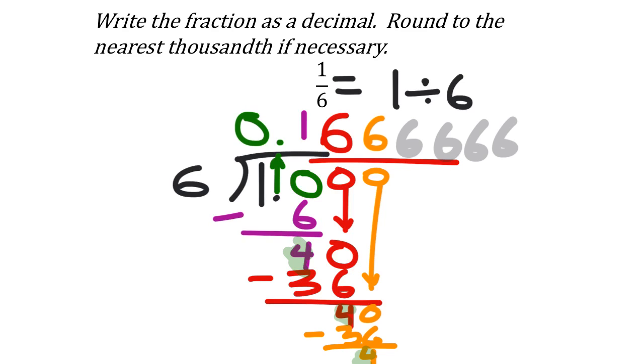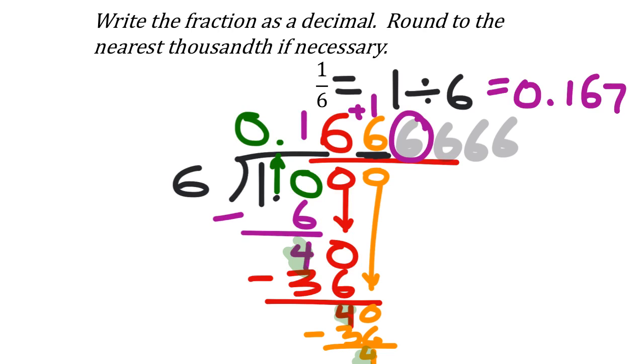This one said round to the nearest thousandth. Well, right now, I got tenths, hundredths, thousandths. That's the 6 right here. So I look to the right. This 6 is 5 or more, so I need to take the 6 in the thousandths and add 1, which makes this rounded 0.167. And that'd be my answer for this one.